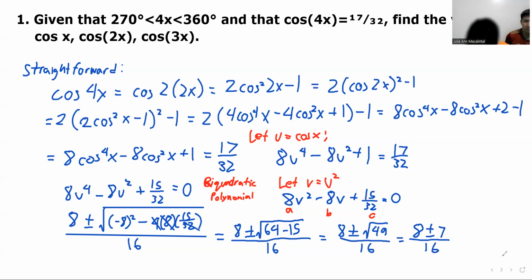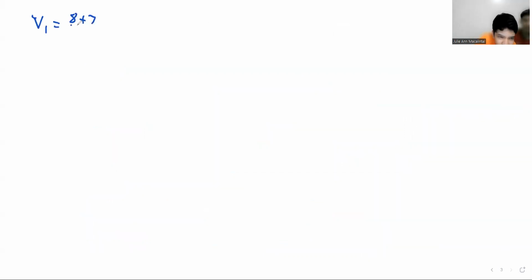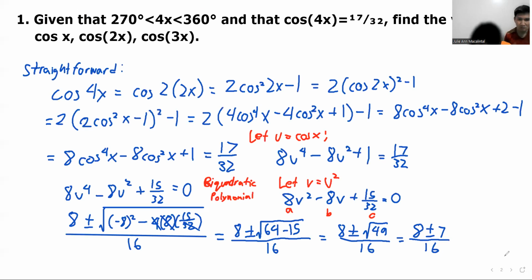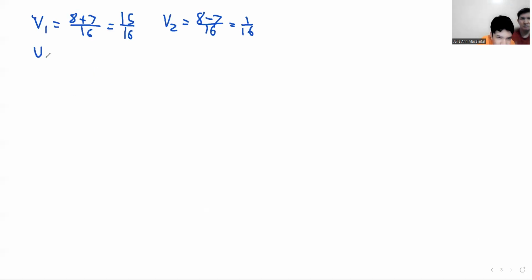So the roots: v1 is 8 plus 7 over 16, that is 15 over 16, and v2 is the minus, that's just 1 over 16. Then we recall that we set v equal to u squared. So to get u, we have 4 values, which are the solutions of the biquadratic. One is the square root of 15 over 16, which we can simplify by separating the square root. I mean, it's plus or minus.